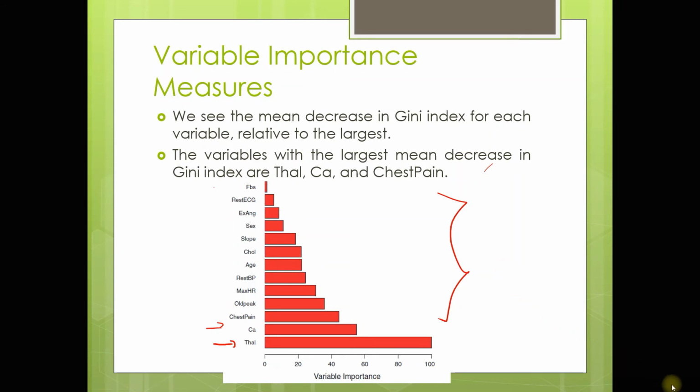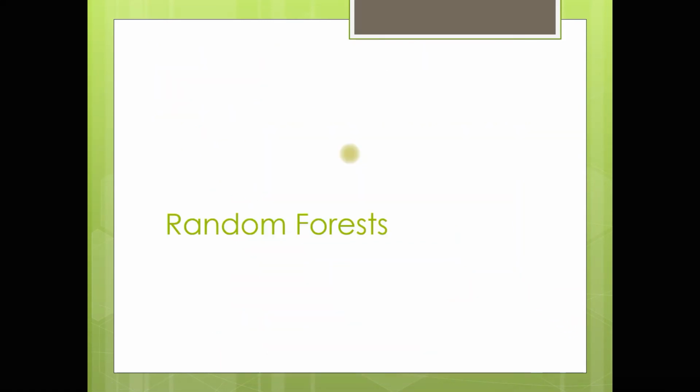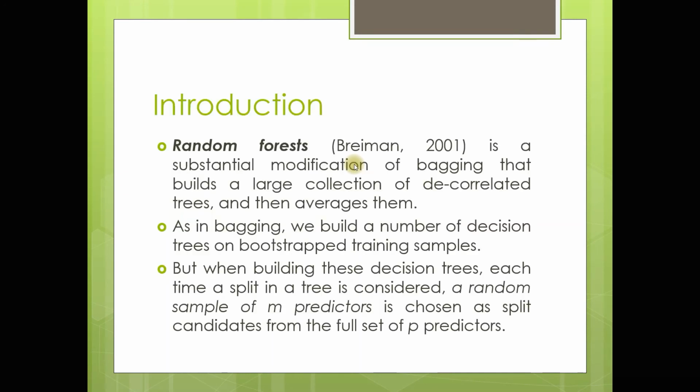So we are going to now discuss random forest. In fact, bagging and random forest are similar in many ways, but still there is one major difference between these two methods. The major difference is in the choice of your predictor variables.